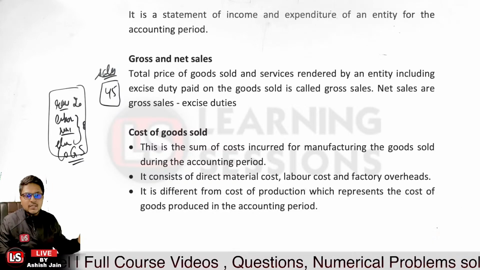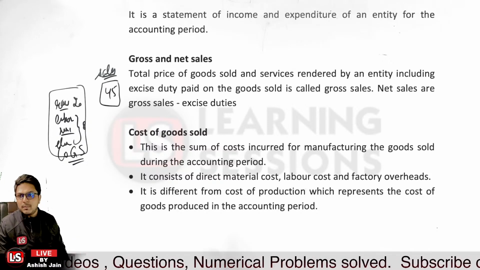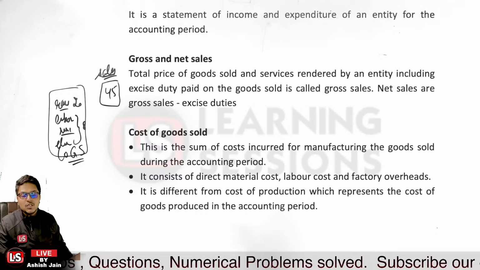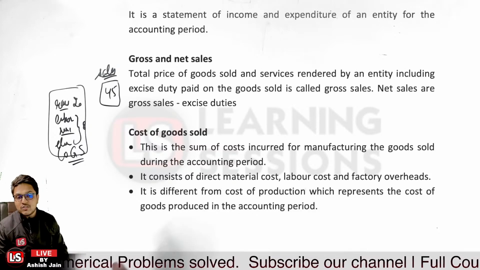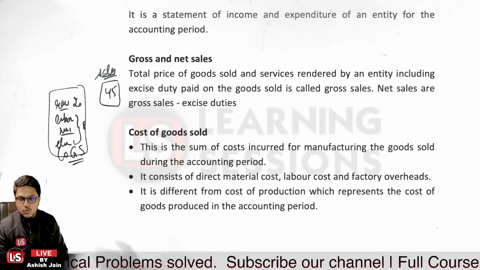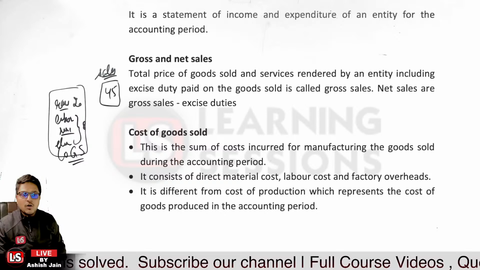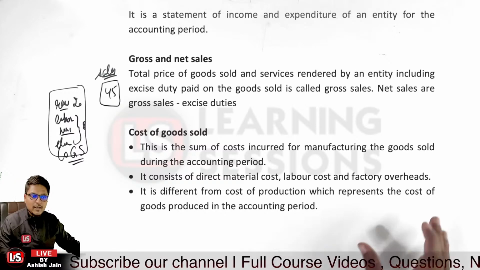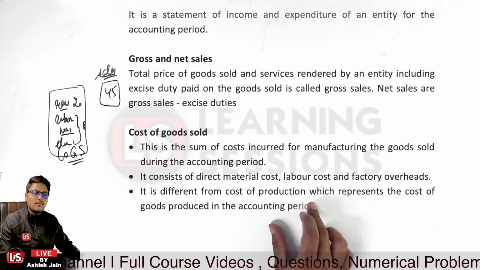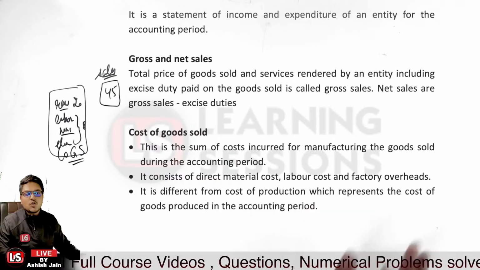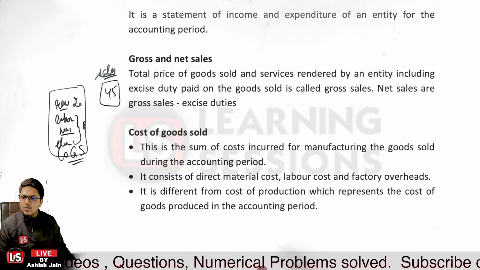And further, it is different from the cost of production, which represents the cost of goods produced in the accounting period. Okay, so cost of production is different and cost of goods sold is different. Cost of goods sold is related to whatever goods we have sold during the accounting period and the cost associated with them. And cost of production represents the cost of goods produced in the accounting period. Is that clear?